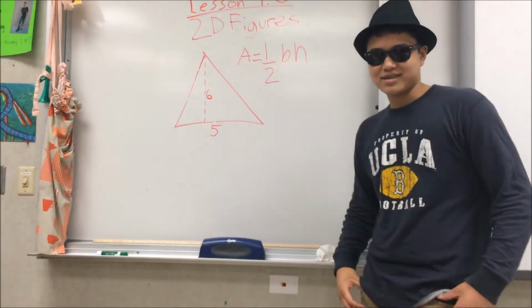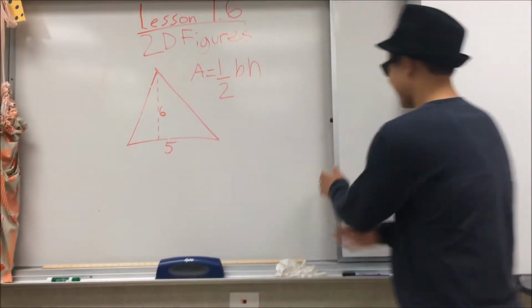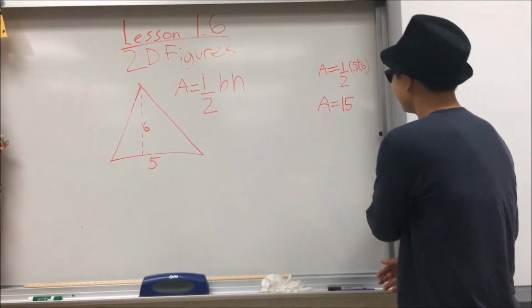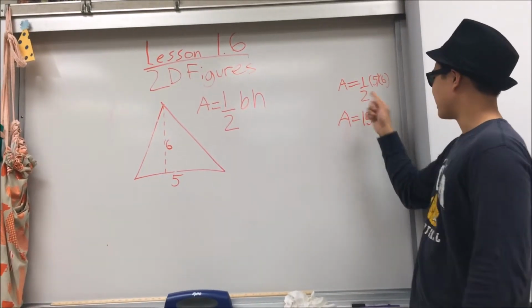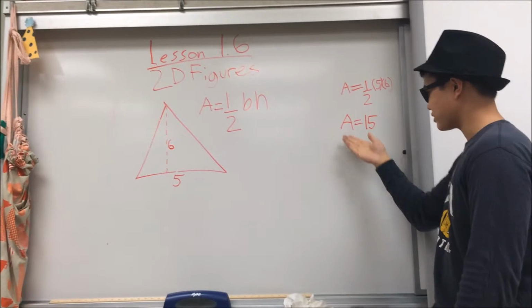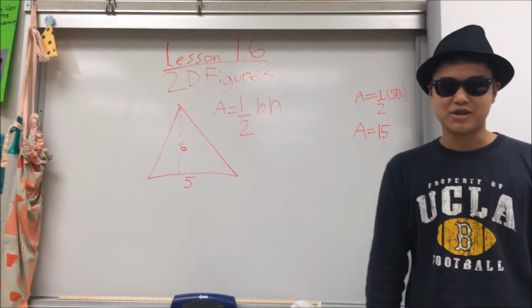I don't know. Okay, that's okay, because I've solved it right here. And it is the area equals 15. Because when you plug in the numbers, you get 1/2 times 5 times 6, which equals 15. Okay. All right, now you teach the next one.